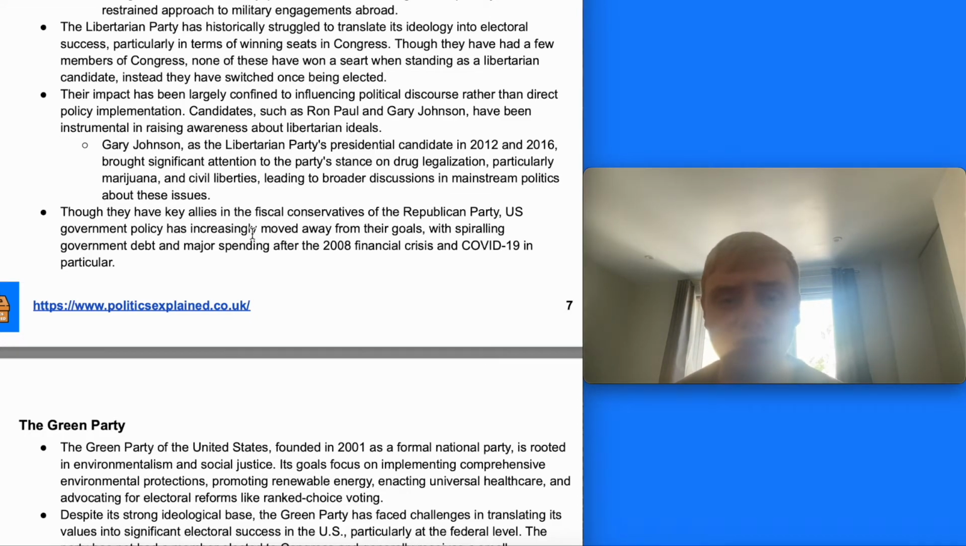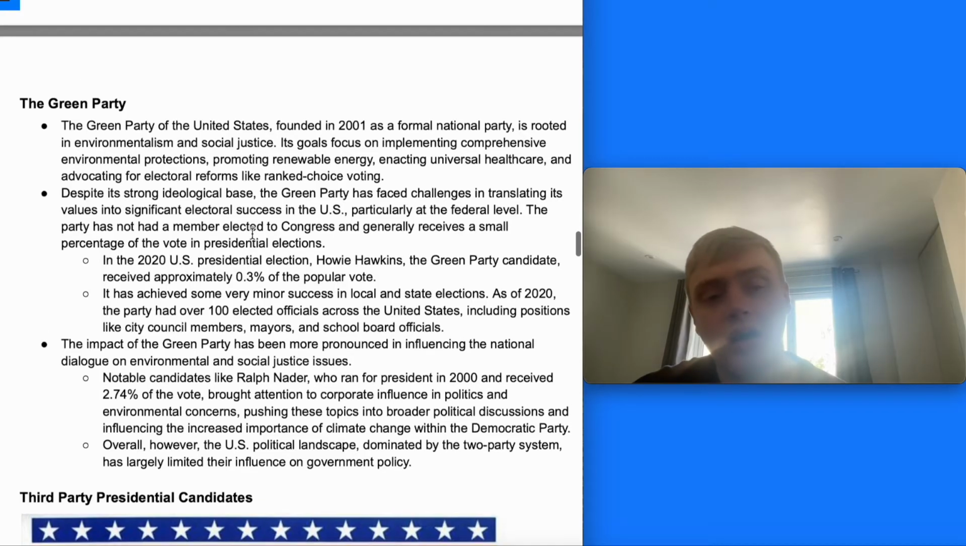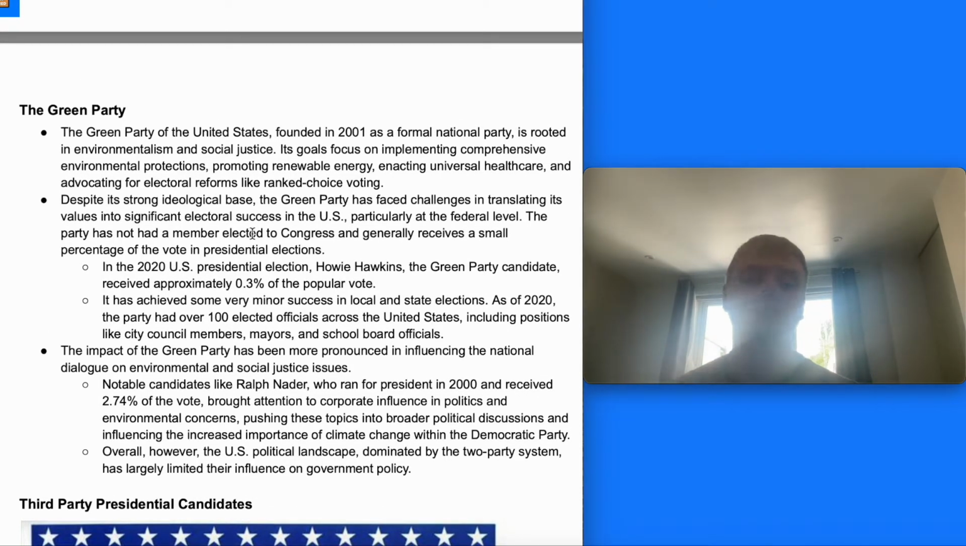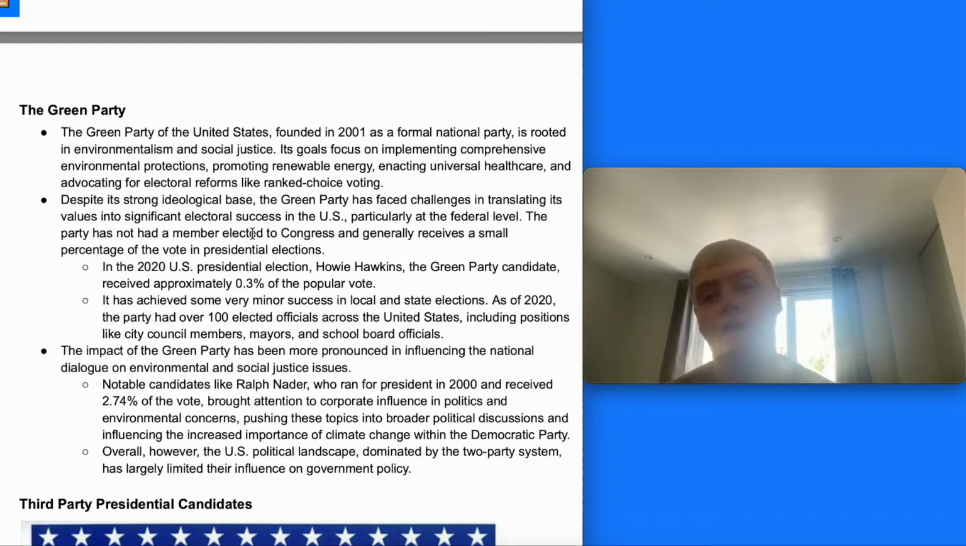Though they have key allies in the fiscal conservatives of the Republican Party, US government policy has increasingly moved away from their goals, with spiralling government debt and major spending after the 2008 financial crisis and COVID-19 in particular. Another important, I suppose neither of these are that important, to be honest, but the two most prominent third parties are the Libertarians and the Green Party.